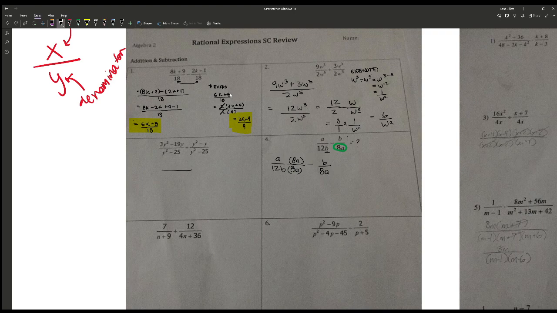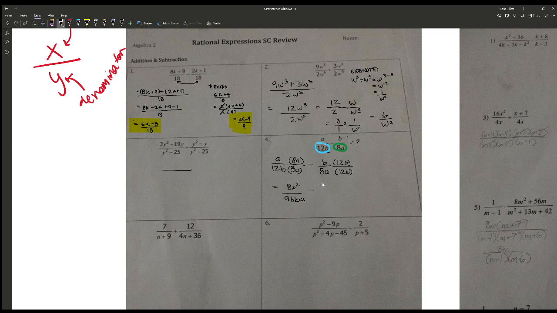And you see here, we're going to multiply. I'm going to circle it in a different color. We're going to multiply this by 12b. So we have times 12b over 12b. So once you multiply that in, you're going to have 8a squared times, that is going to be 96ba. And that's just 8 times 12.